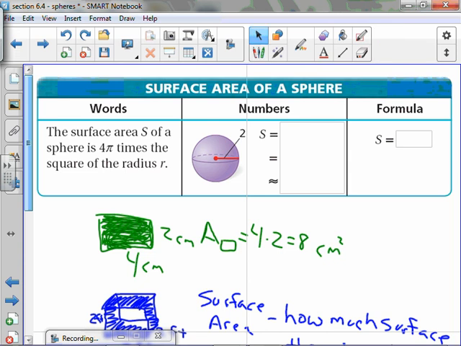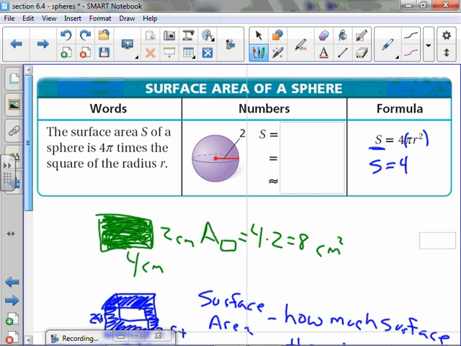So in words, I have that the surface area is 4 pi times the square of the radius. The formula is easier. We abbreviate surface area with S, and we get that it is 4 pi r squared. So really, look at that. Pi r squared, that looks familiar. The surface area of a sphere is really 4 times the area of the great circle, which is the area of the circle in the middle. So 4 times the area of this guy right here, or you could just use the formula.